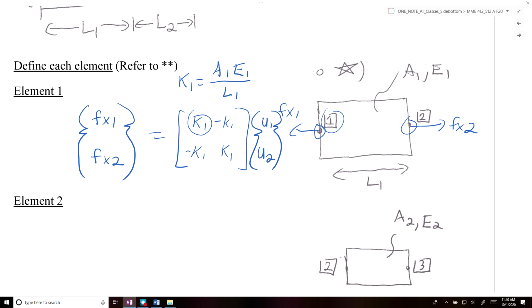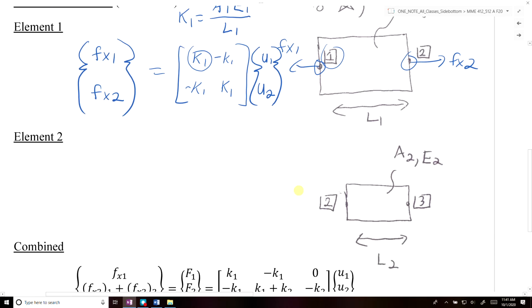We can do the same process for element 2. This would be a great time for you to stop the video and try this on your own before I go through it, to see if you get the concept from element 1.